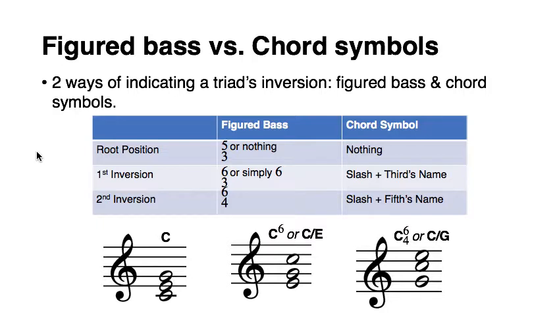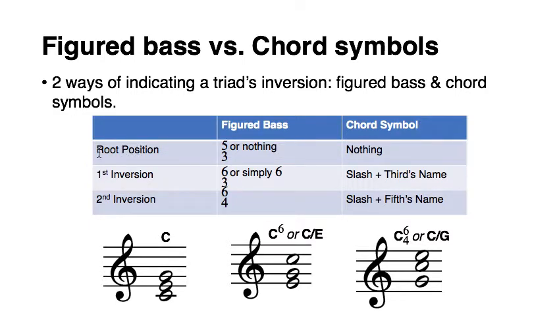There are two ways of indicating a triad's inversion with a shorthand sort of notation: figured bass and chord symbols. Now the split here is pretty even, where figured bass is favored in classical music theory. That's where you'll mostly see this. Sometimes also analysis of jazz might use figured bass. Chord symbols, on the other hand, are extremely favored in jazz, rock, and other types of popular music too.